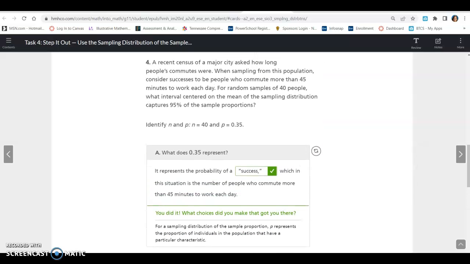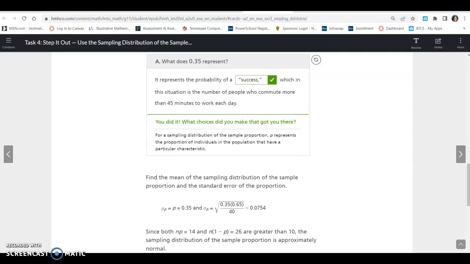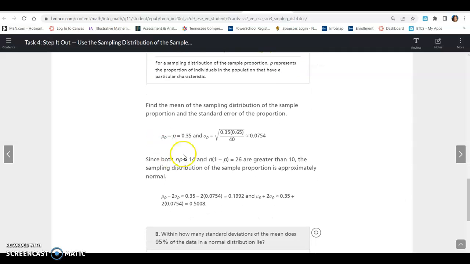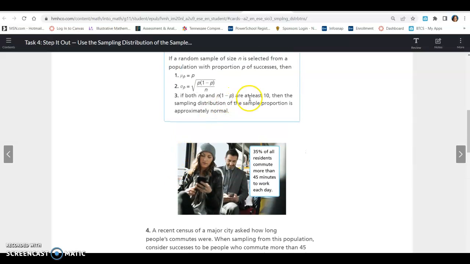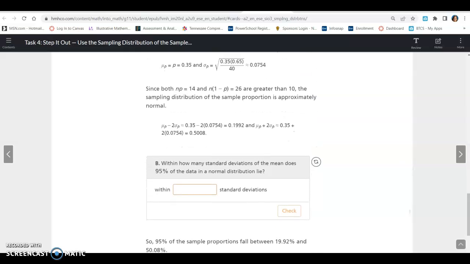All right, so it says since NP, N again is 40 and P is 0.35. So NP equals 14 when you multiply, and N times 1 minus P, or 0.65, equals 26. Those are both greater than 10, so the sampling distribution of a sample proportion is approximately normal. So again, 14 and 26 are both greater than 10, and that means it is approximately normal.